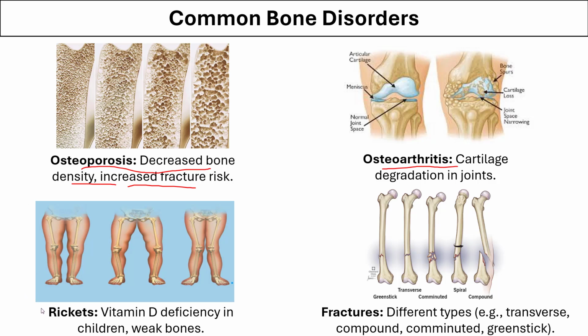Rickets usually happens in children. It's a vitamin D deficiency disease in which the bones are weak, so they tend to bend outward or inward instead of growing straight as in people who do not have vitamin deficiency. And then fractures are different kinds of breaks in the bones. Depending on the shape of these breaks, the fractures are of different types.